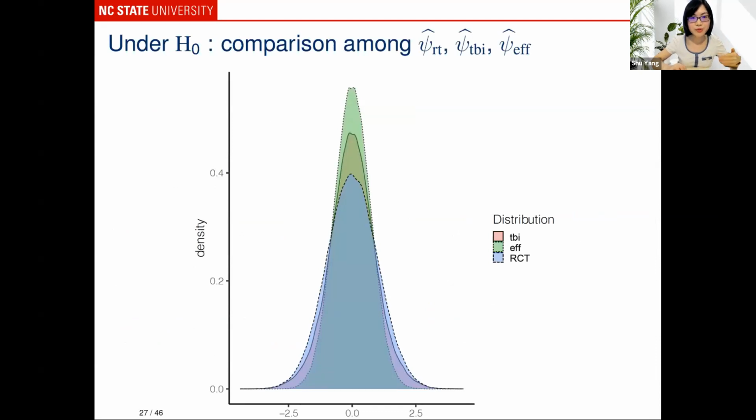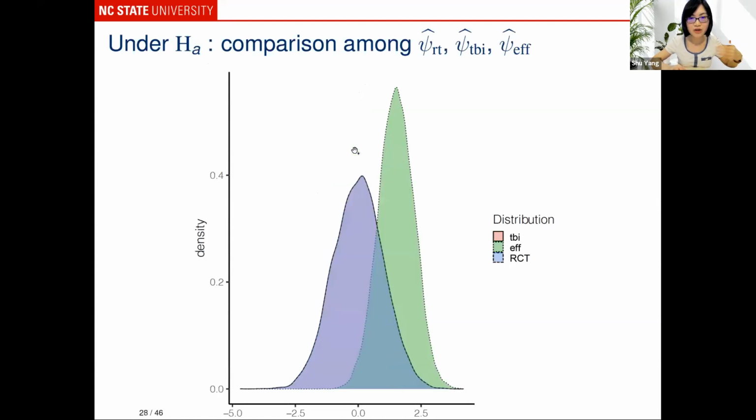And using our result, we can compare 3 estimators: the RCT estimator, the TBI estimator, and the efficient estimator. Here is a plot for the null hypothesis case. The green one is the efficient estimator. It is unbiased and it has the smallest variance. The RCT estimator is in blue, and it is also unbiased, but it has the largest variance. The TBI estimator is in between, right? Compared to the RCT, it improves the efficiency, but compared to the efficient estimator, it loses efficiency.